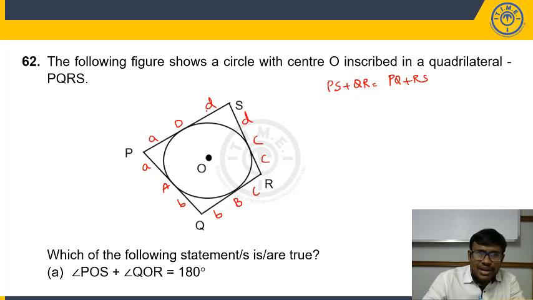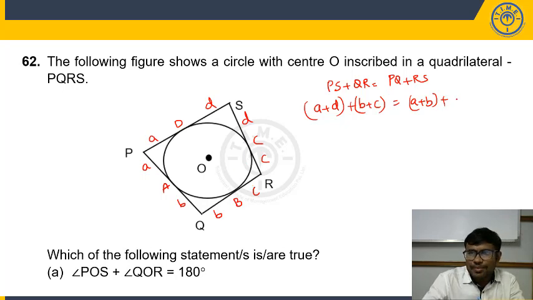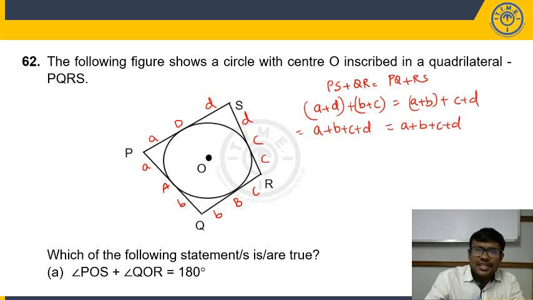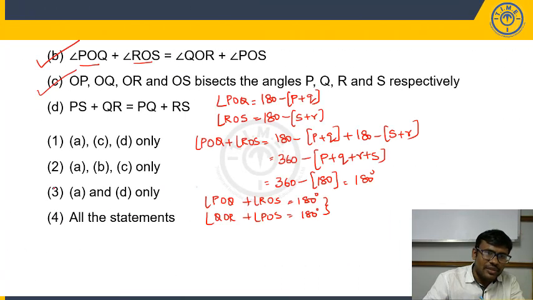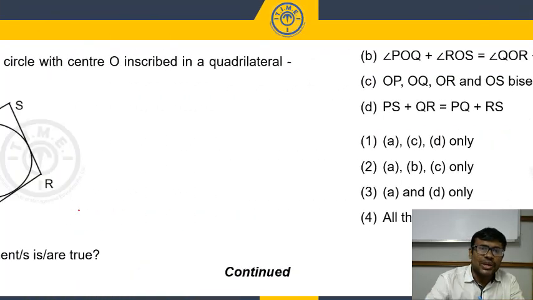So, what is PS? PS is nothing but A plus D. And QR, what is QR? B plus C. PQ is A plus B. And RS is C plus D. So clearly the left hand side is A plus B plus C plus D, and the right hand side is A plus B plus C plus D. So the fourth condition is also satisfied. Since all the conditions are satisfied, your answer is option number 4.